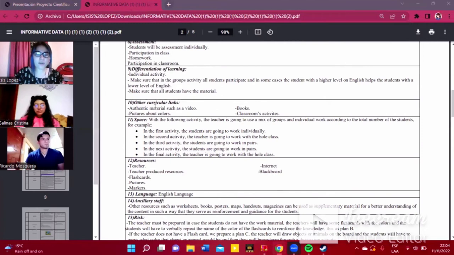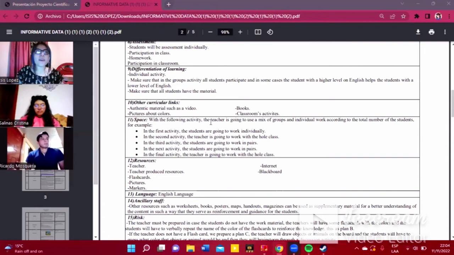Okay, other curriculum needs. In this case, the teacher can use different materials in order to improve the knowledge of his or her students. For example, they can use authentic materials such as videos, songs, poems, etc. Pictures about colors, some books related to the subject that they are going to teach, and finally, classroom activities.